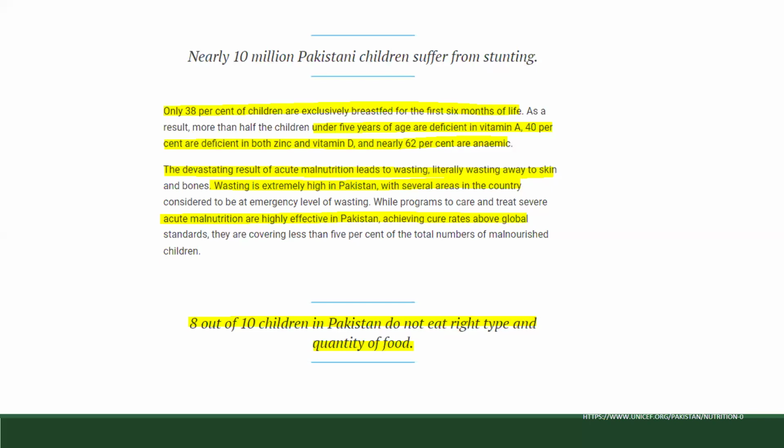The devastating result of acute malnutrition leads to literally wasting away to skin and bones. Wasting is extremely high in Pakistan, with several areas in the country considered to be at emergency level of wasting. While programs to care and treat severe acute malnutrition are highly effective in Pakistan, achieving cure rates above global standards, they are covering less than 5% of the total numbers of malnourished children. 8 out of 10 children in Pakistan do not eat the right type and quantity of food.